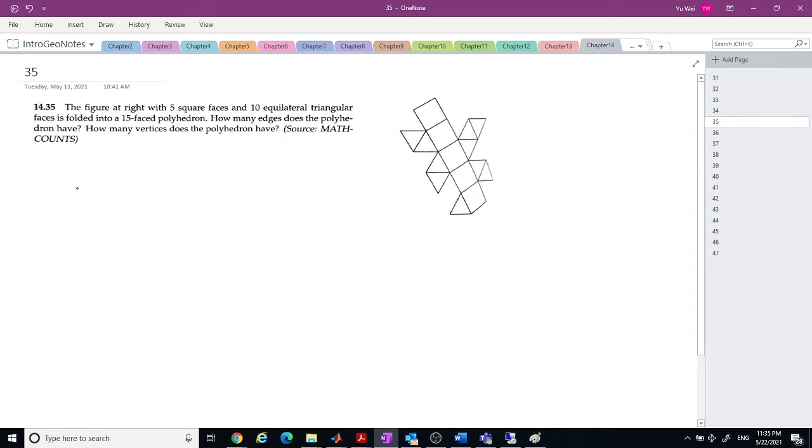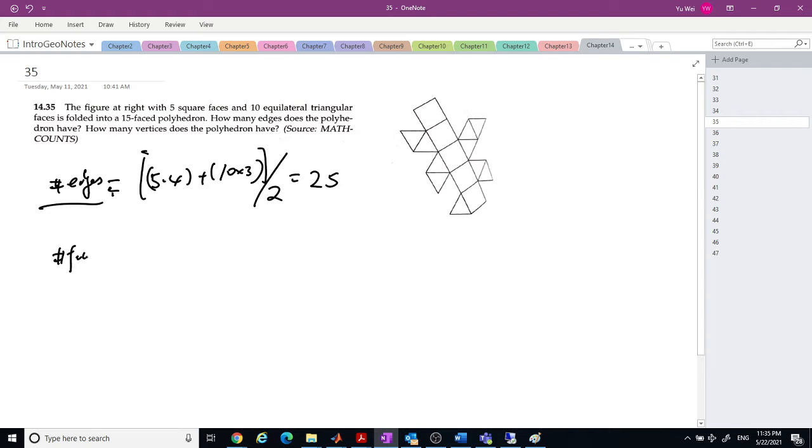Okay, let's count the number of edges. It's the same thing as what we did before. So it's 5 times 4 from the square, and 10 times 3 from the triangle, divided by 2, since each is counted twice. So we have 25 edges. Then how many faces? We have 5 plus 10 is equal to 15, right?